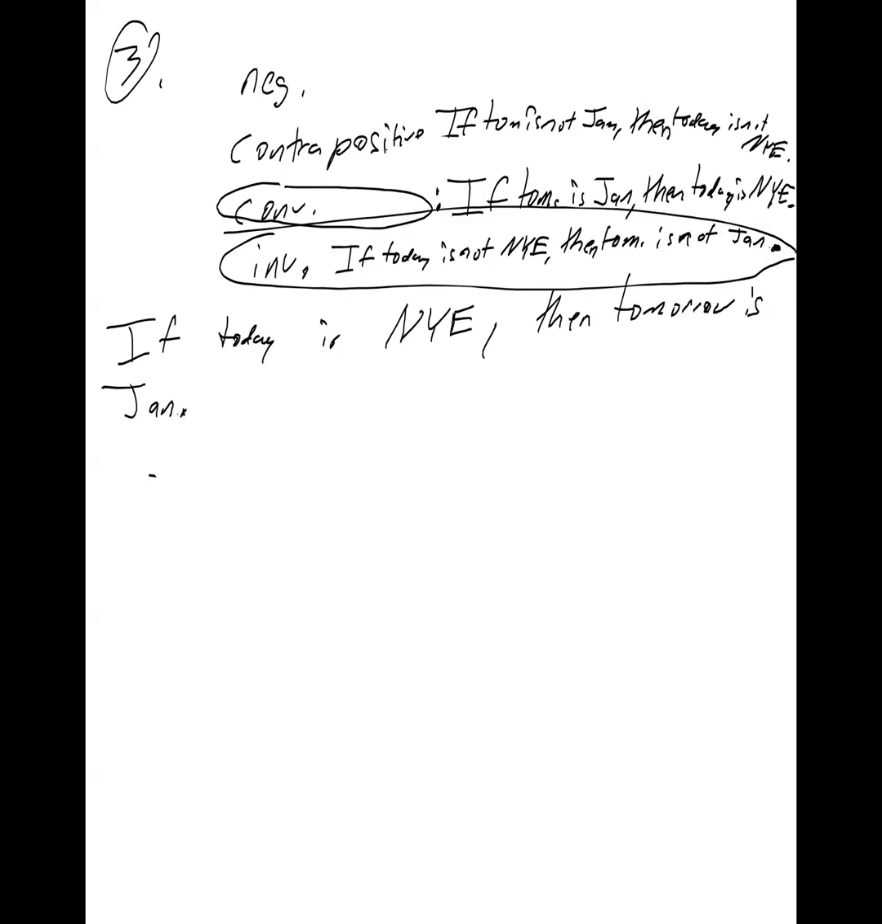If tomorrow's not January, then today is not New Year's Eve. Okay, there we go. What's the negation of the statement if something, then something? Who remembers what the negation of the statement if A, then B is? No, the negation of it does not have the word if or then in it, by the way, just so you know. So does anybody remember the negation of if A, then B?